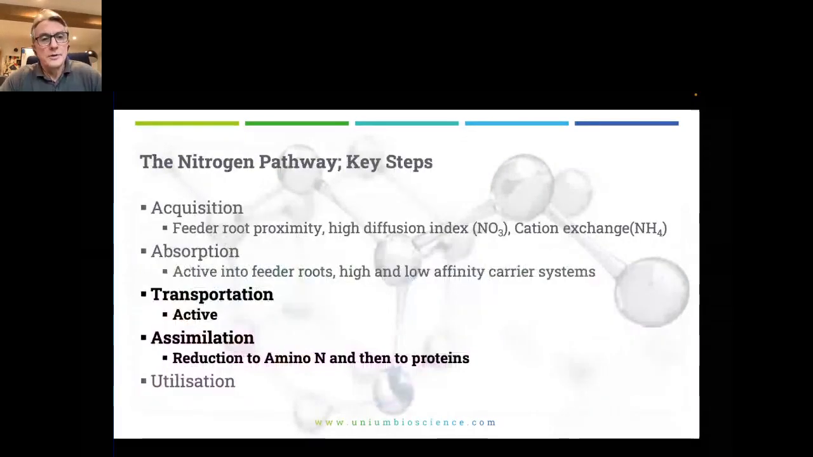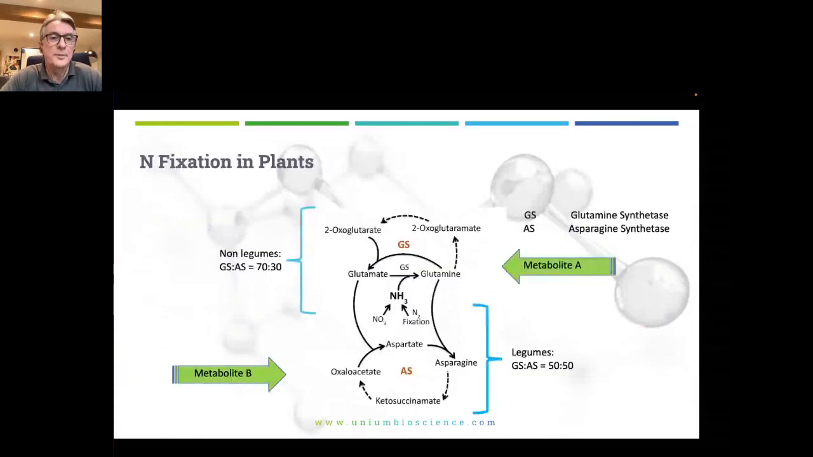Once we've got the acquisition and the supply there, and that's a very brief overview of a big topic in itself, we've got to look at how we transport that nitrogen and how we assimilate it in the plant. And in general, plants will fix it in 2 particular ways. One is the glutamine synthetase pathway, and one is asparagine. Most plants run on a 70-30 split with glutamine the dominant one, unless you're looking at legumes where it moves to more and more of a 50-50 split.